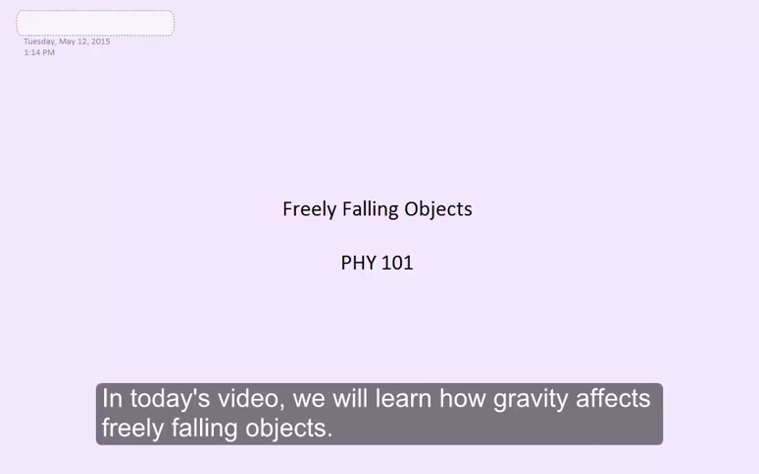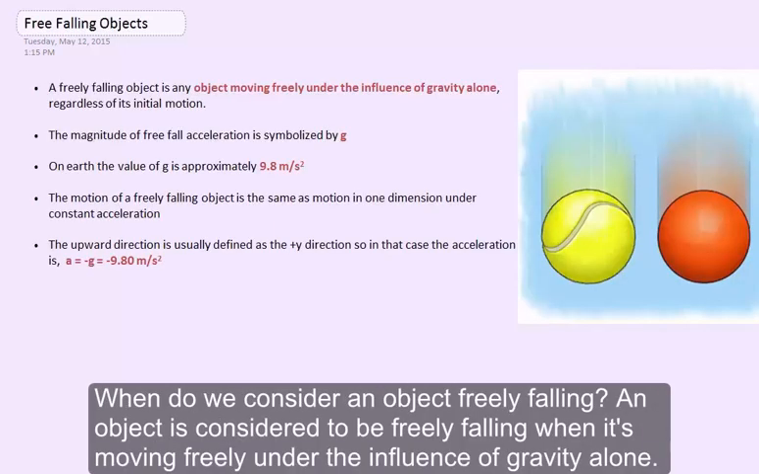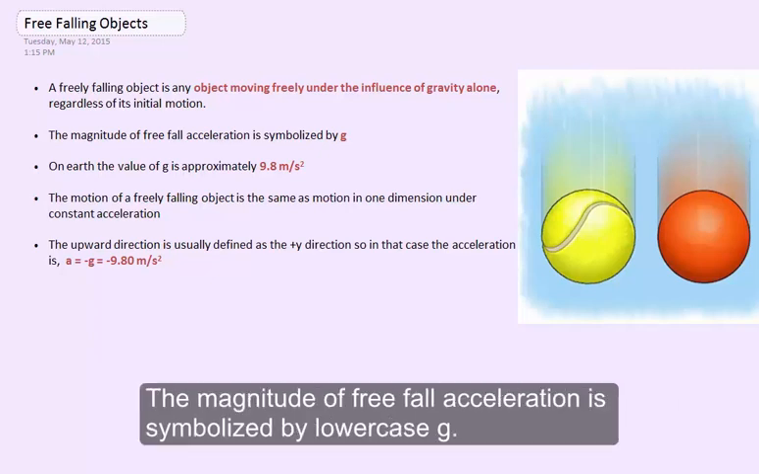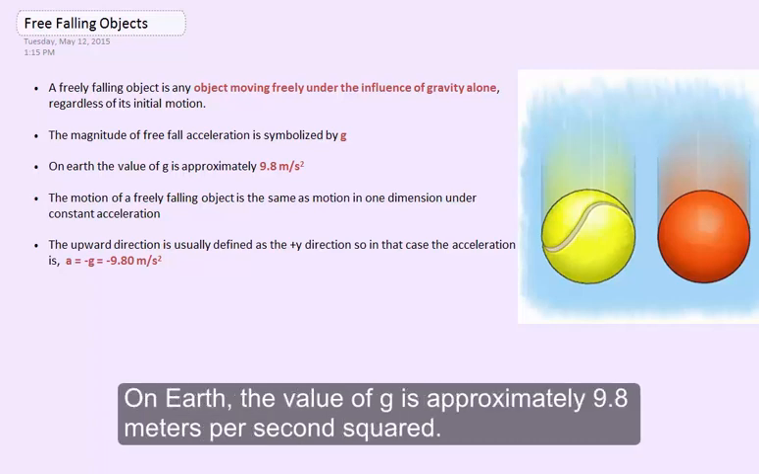In today's video, we'll learn how gravity affects freely falling objects. When do we consider an object freely falling? An object is considered to be freely falling when it's moving freely under the influence of gravity alone. The magnitude of free fall acceleration is symbolized by lowercase g. On Earth, the value of g is approximately 9.8 meters per second squared.